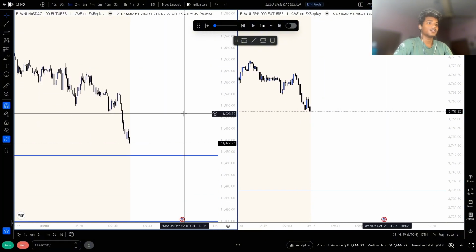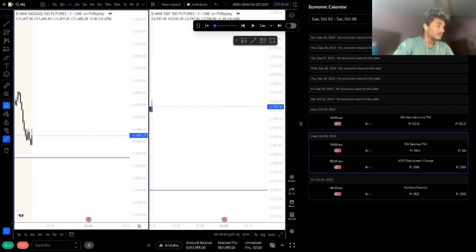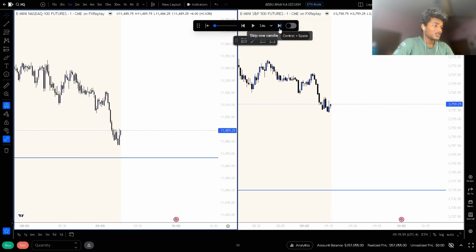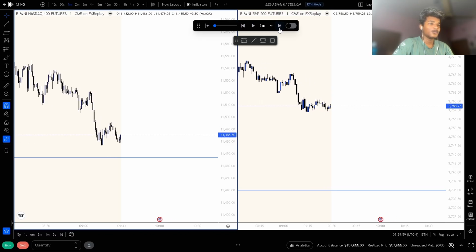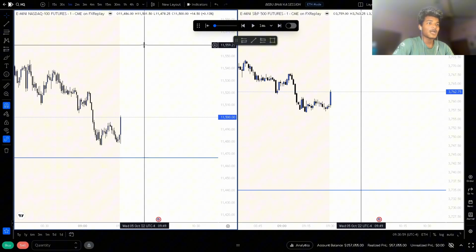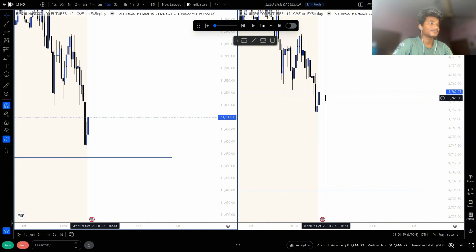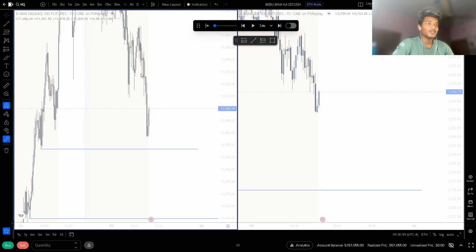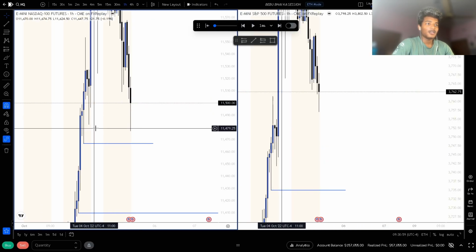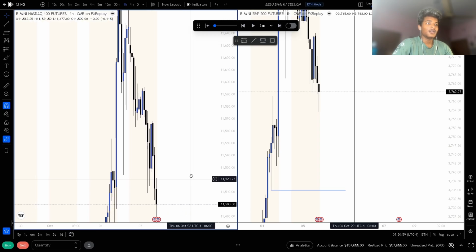So market open is here, and let me see the news today. So today we have news at 10 a.m. and market open is here. Okay, here market open. So the market manipulated into a 15-minute bearish gap, and we have this hourly intermediate term low below us as well, and we are moving towards it.